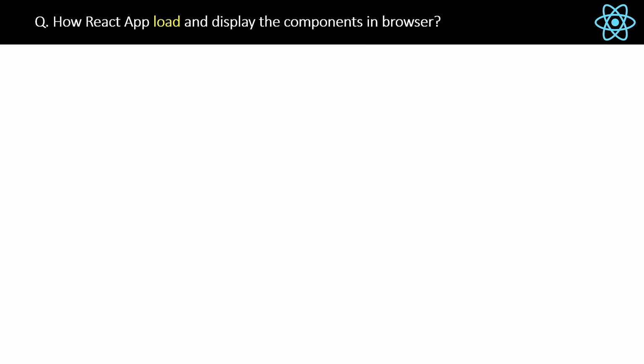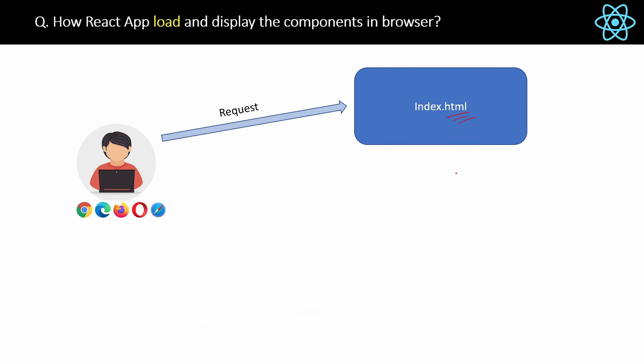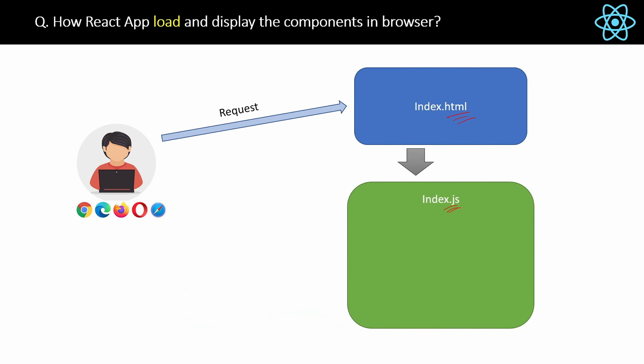How does a React app load and display the components in the browser? So this is like the summary of all the things which we have already discussed. So first, the user hits the browser and a request is sent to the index.html page. Then with the help of the React libraries, the index.js JavaScript file is loaded in the browser.